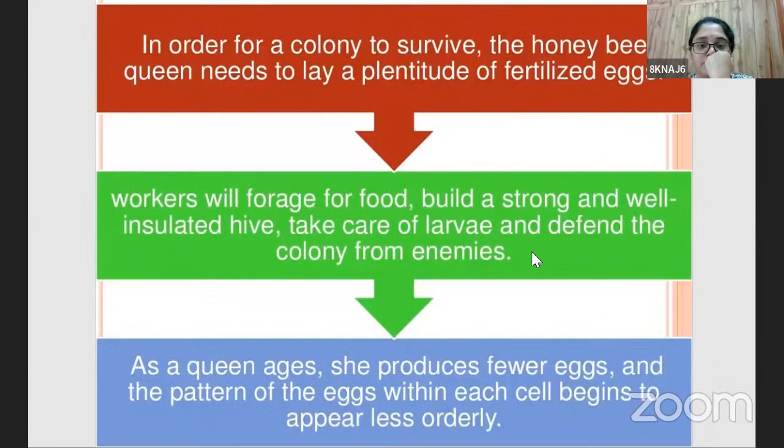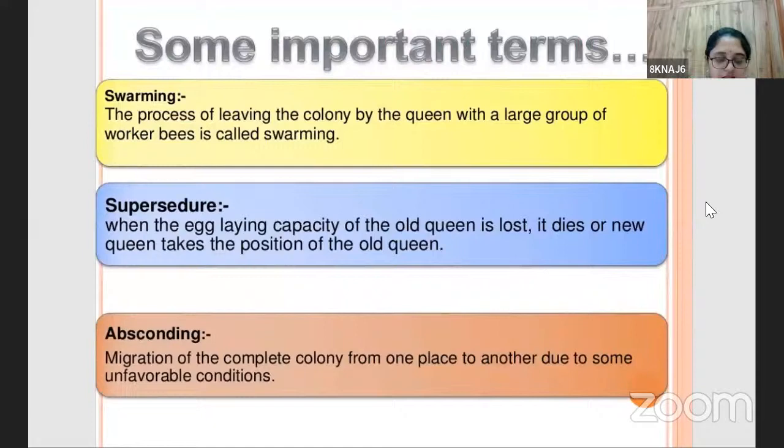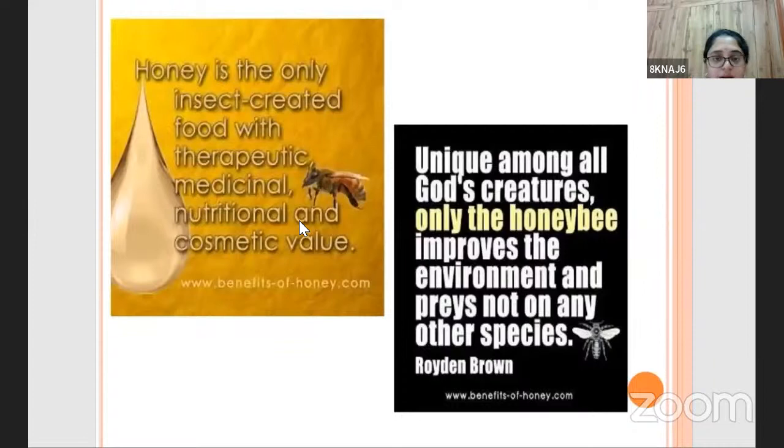So when it comes to this, you see honey is used as an important medicine, basically. It is therapeutic, antiseptic, can treat gastric ulcers, and it is used for a lot of medicines. It has nutritional value, cosmetic value, and they help in improving the environment. Besides providing honey and wax, they also help in agriculture and horticulture because they are the biggest pollinators. Certain orchids cannot be grown unless there is a honeybee to pollinate them. So this is all about honeybees.